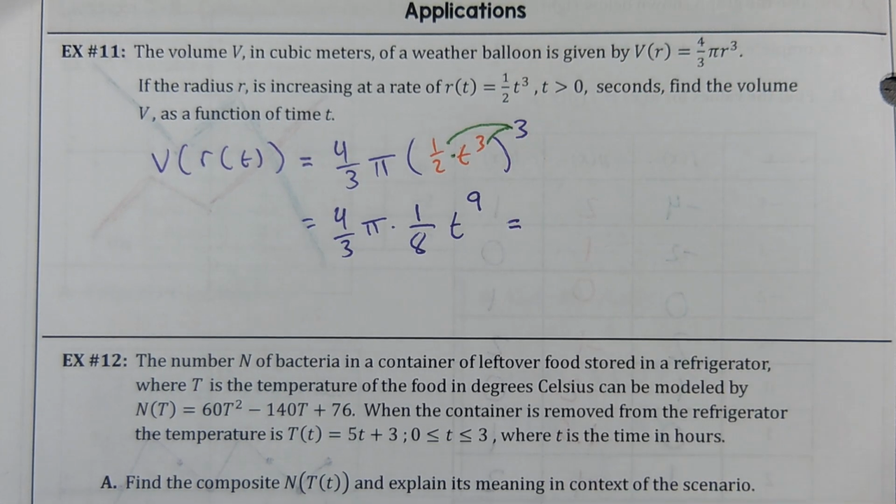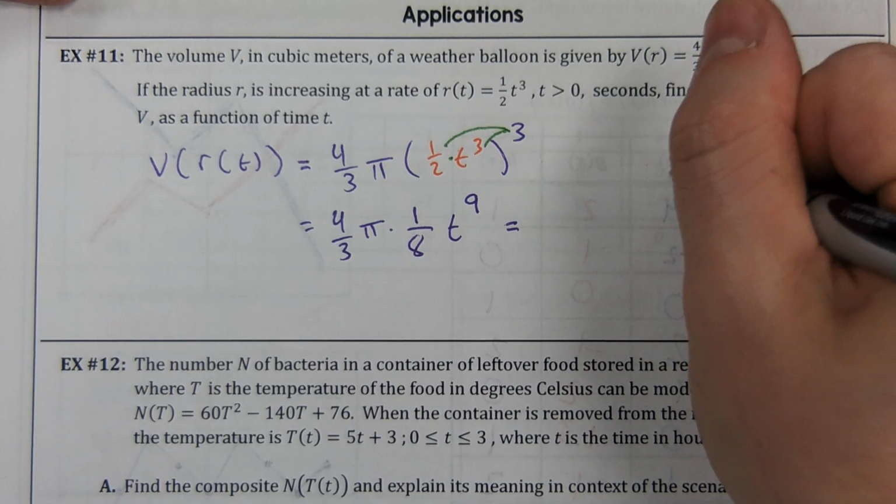I got a question. Yeah, what's up? What if you didn't have parentheses between the two exponents? If you didn't have parentheses between the two exponents, oh, you mean if I wrote something like this?